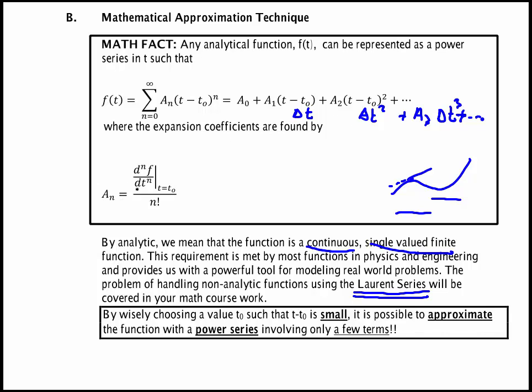It even tells us how to find the values of that. You take the nth derivative of the function, evaluate when delta T goes to 0, divide by n factorial, and that's actually the coefficients that need to go here. Now that's what a mathematician or theorist does. Our only interest in it is because it's true, we know we can do it.